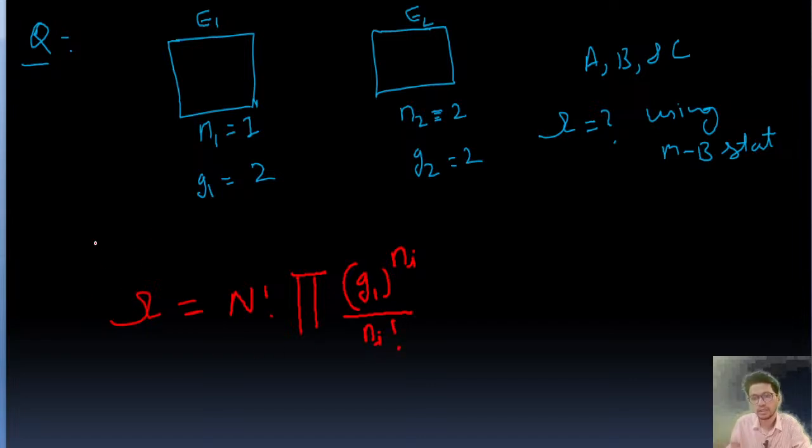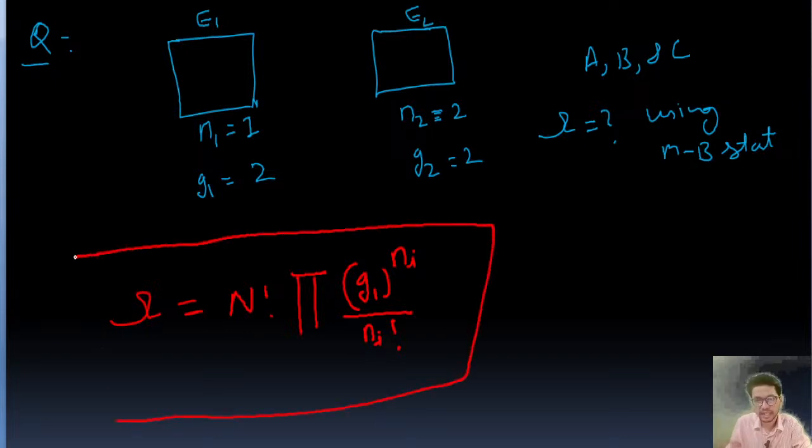So this is the formula which you need to note down. For Maxwell-Boltzmann statistics, the value of omega, that is the microstate, is N factorial times the product, the capital pi sign, this is a product like sigma is sum, of gi to the power ni upon ni factorial. ni is the number of particles, gi is the degeneracy, and capital N is the total number of particles. For this case we'll just directly use the formula.